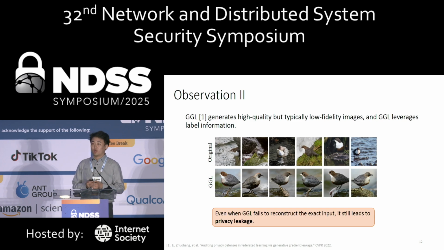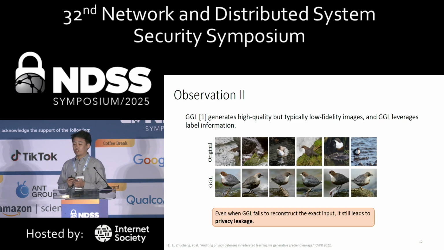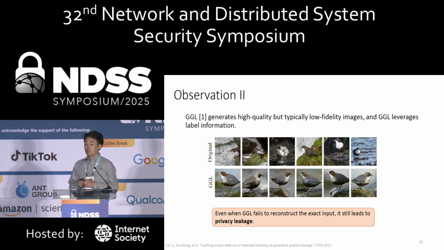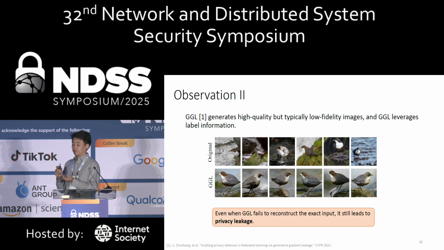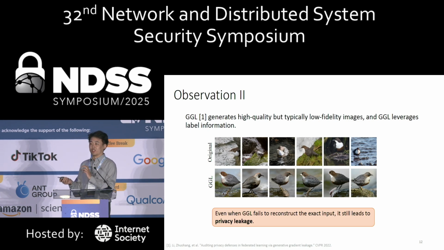So here comes our second observation. Actually, GGL generates high quality, but typically low fidelity images. From the figure, the first row is the original images. You can see the bird is in different positions, and it may sit in the grass or on the stone. But when GGL tries to reconstruct the input, it always reconstructs the bird, but at a different angle.